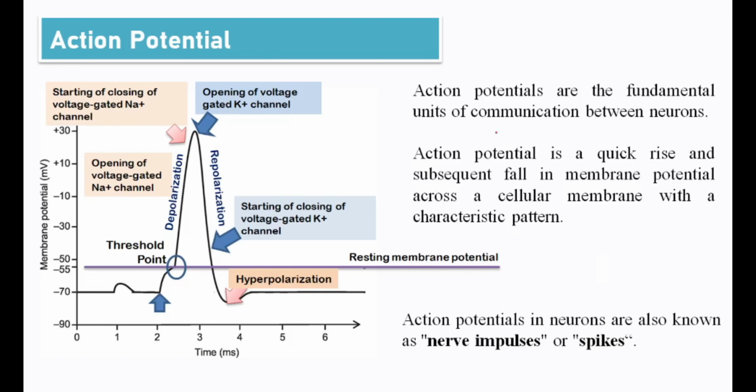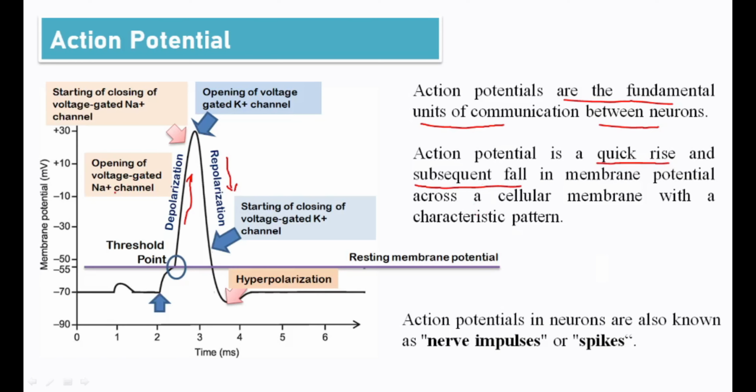Now, action potentials are the fundamental units of communication between neurons. Action potential is a quick rise and subsequent fall in the membrane potential. Quick rise is nothing but the depolarization phase, followed by the repolarization phase. So it is a quick rise and subsequent fall in the membrane potential across a cellular membrane with a characteristic pattern.